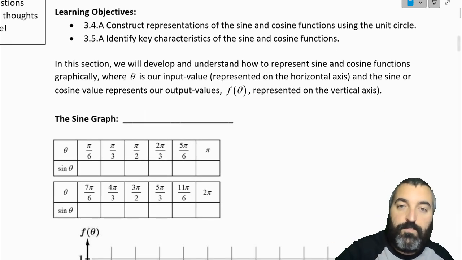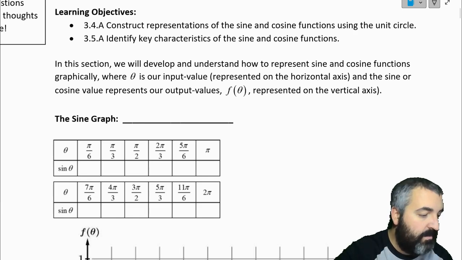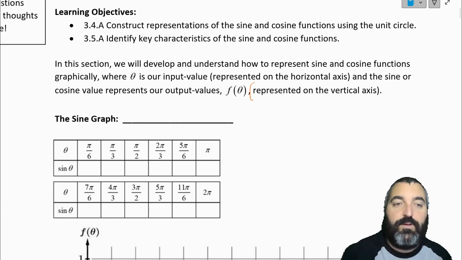Oh, tiny. I believe there should be a parenthesis there. Yeah, I think that should be a parenthesis, but whatever.